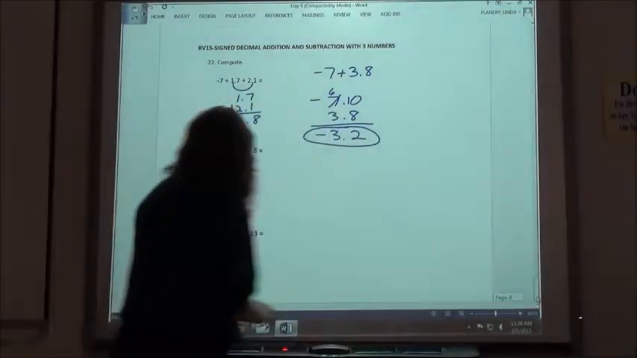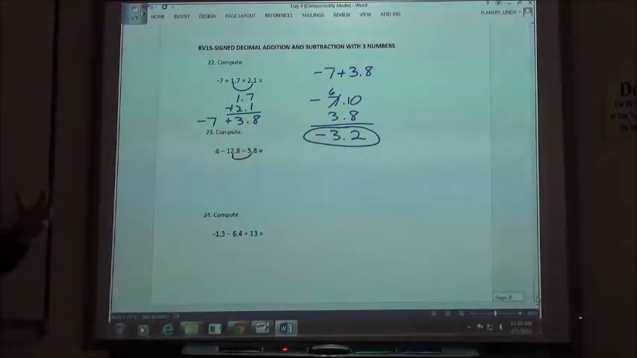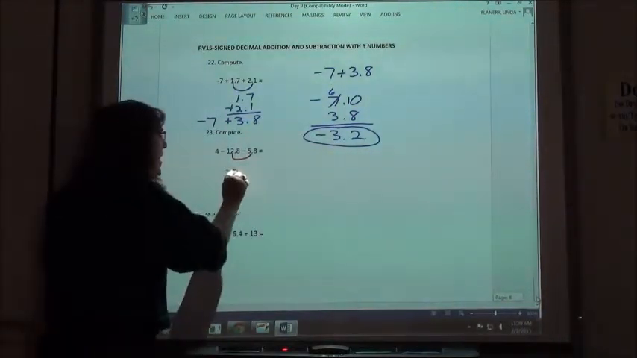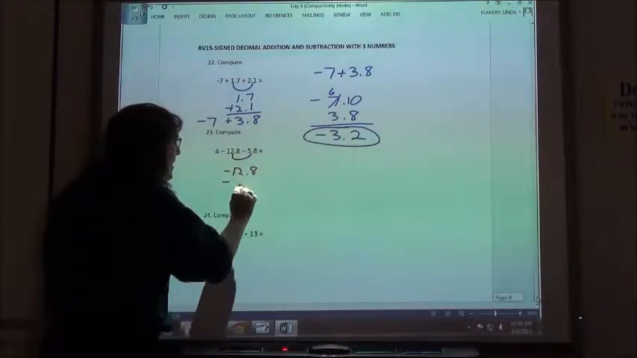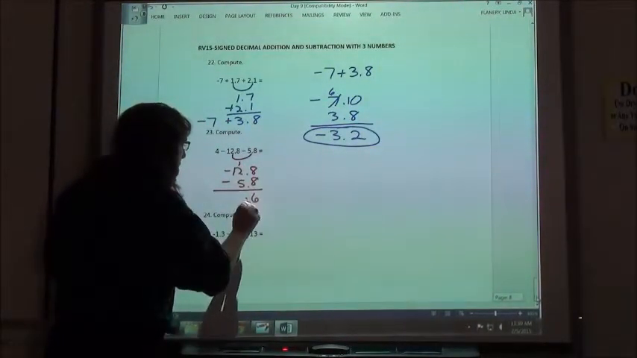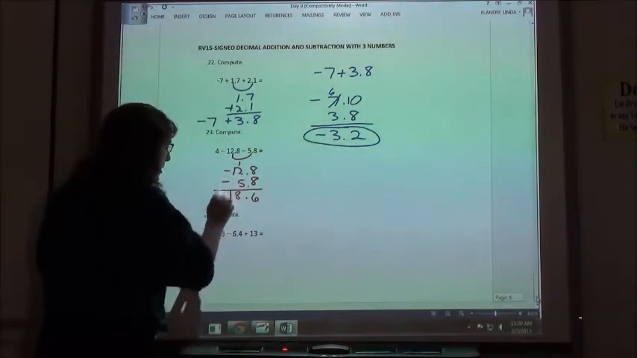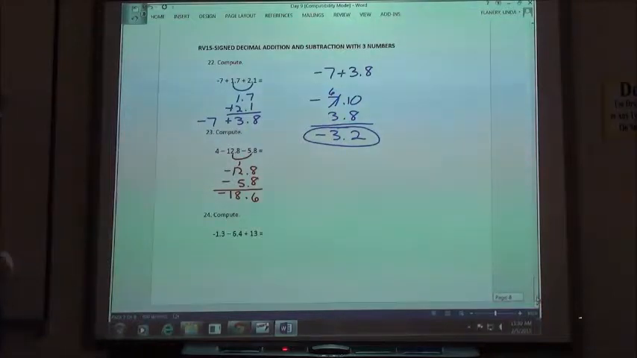Number 23 happens to be that these two have the same sign in front. So I have to add and keep the sign. -12.8 and a -5.8. 16, carry my 1. 5, 6, 7, 8, 1. Negative. I have -18.6 when I add those together.